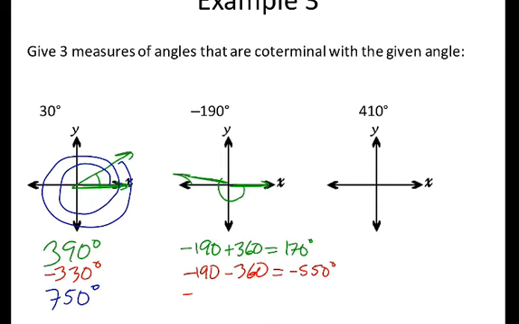So we'll do negative 190 minus 720, so minus 2 full rotations. That brings us to negative 910. So that would be going the negative 190 plus another full circle plus another full circle. That got really sloppy, but I think you get the point. I'm not going to go through the last one.